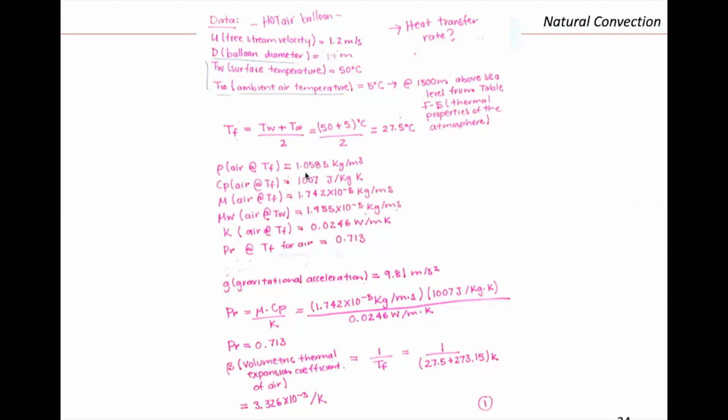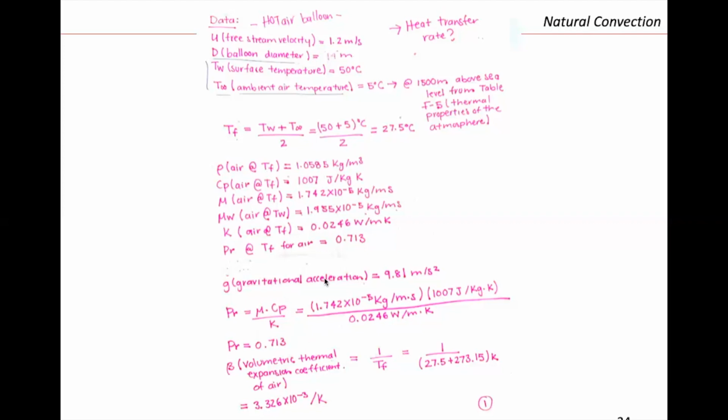Density of the air at T film, c_p of the air at T film, the viscosity, the viscosity of air at T film and also at the wall temperature, because we need both. k, the thermal conductivity of air at T film, and the Prandtl number at T film for air. And the gravitational acceleration, because remember, the gravitational acceleration becomes important in our Grashof number, right? That includes this g.